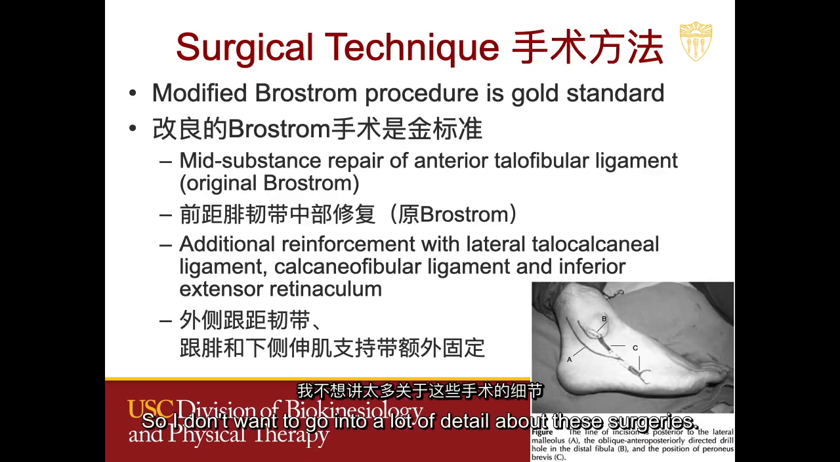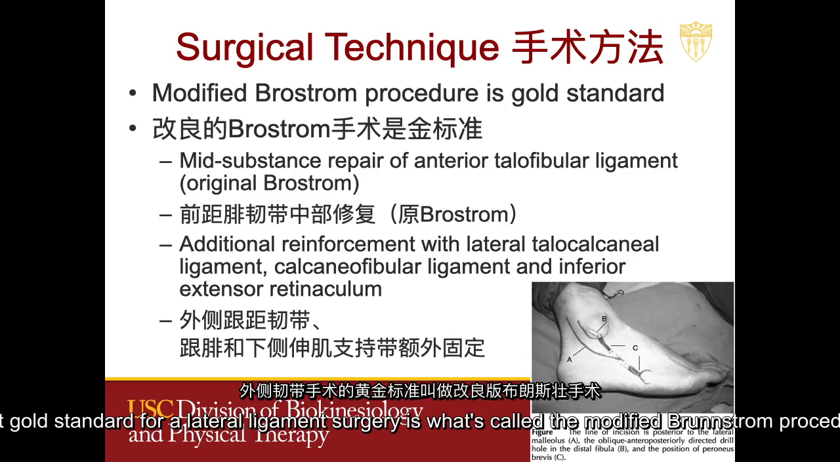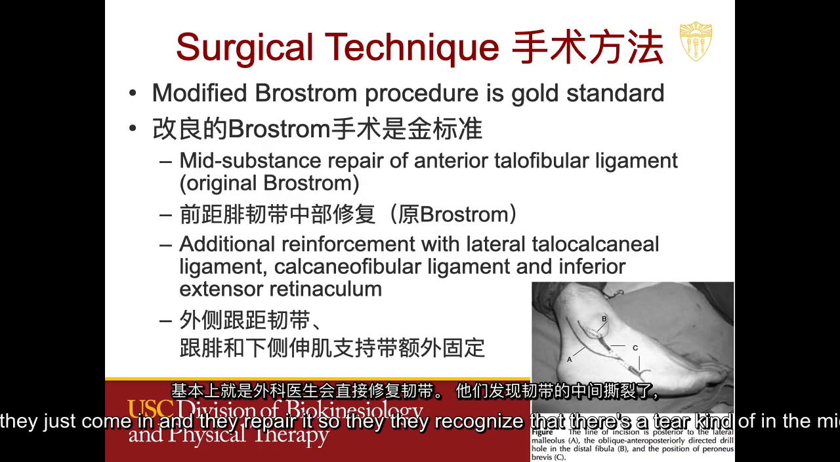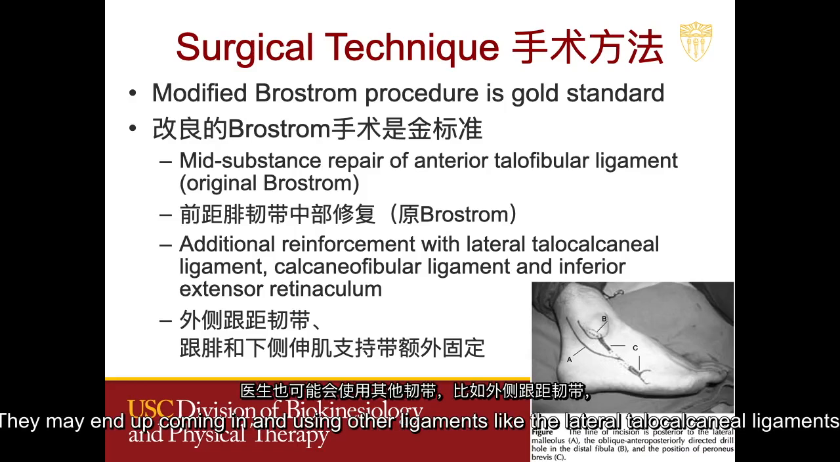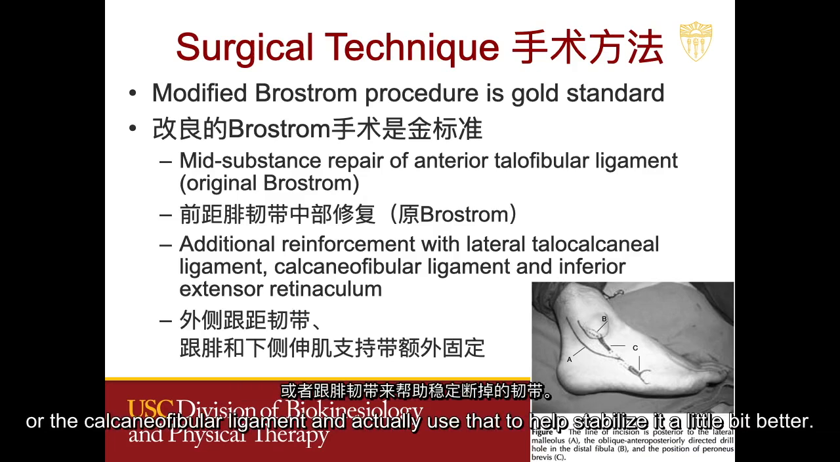So I don't want to go into a lot of detail about these surgeries. The gold standard for a lateral ligament surgery is what's called the modified Brostrom procedure. And basically what it is, they just come in and they repair it. So they recognize that there's a tear kind of in the middle of the ligament itself, and so they just pull it together and tie it up. They may end up coming in and using other ligaments like the lateral calcaneal ligament or the calcaneofibular ligament, and actually use that to help stabilize it a little bit better.